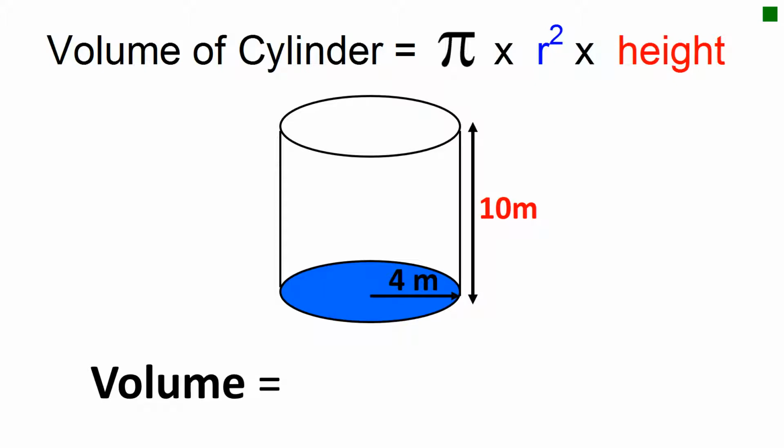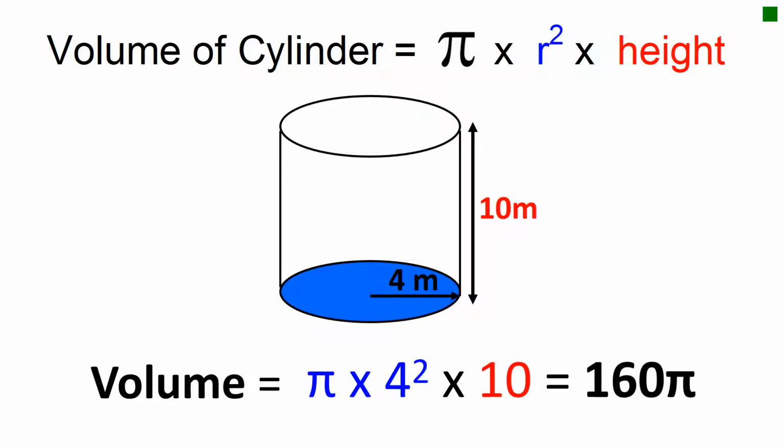Volume of a cylinder, so we need to do the cross-sectional area, which is a circle, and multiply that by the height of the cylinder. So area of a circle is pi r squared, pi times 4 squared, times the height, which is 10, that gives us an answer of 160 pi in terms of pi. We could take pi and multiply it by 160 to turn it into a numerical value.